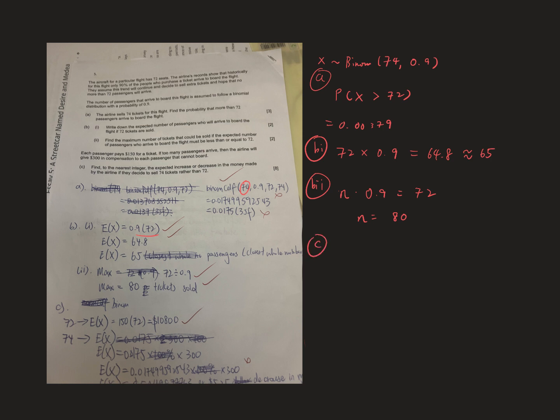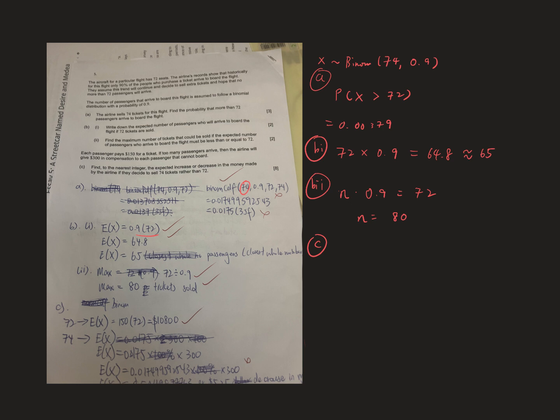Here comes the most difficult part. You can see it's 8 marks, right? For each passenger, they will pay $150 for the ticket. But sometimes if all the passengers arrive, they have to pay compensation back to the passengers, like giving the hotel or paying for transportation. Altogether they have to pay double the price, which is $300 for each passenger who cannot board the flight.